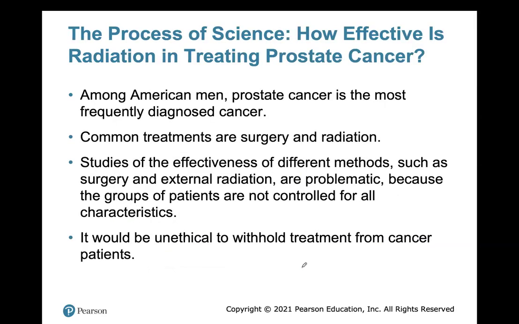So how effective is radiation in treating prostate cancer, which is frequently diagnosed among American men? Common treatments are surgery and radiation. Studies of the effectiveness of different methods, such as surgery and external radiation, are problematic because some groups of patients are not controlled at all, but it would still be unethical to withhold a treatment from those cancer patients.